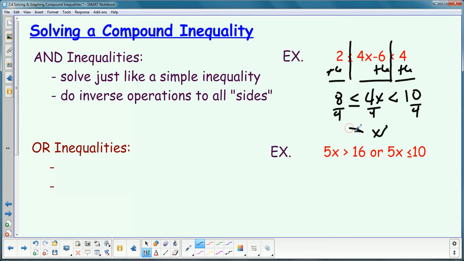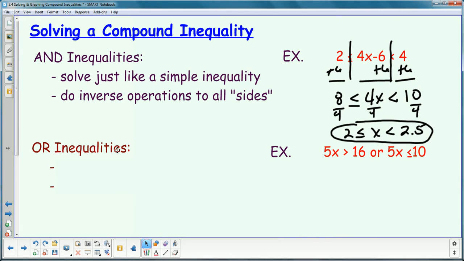So I'll end up with x is greater than or equal to 2 and is less than 2.5. That would be the solution. So that means any numbers between 2 and 2.5 will satisfy this equation and we'd be done.